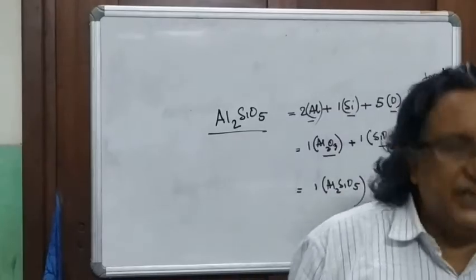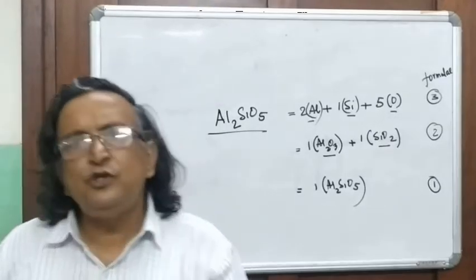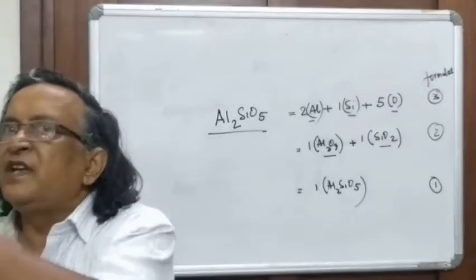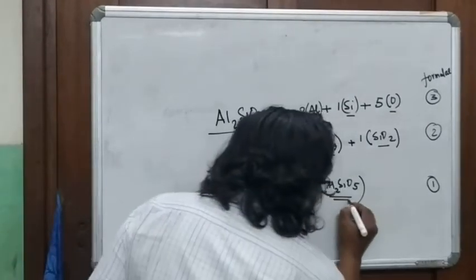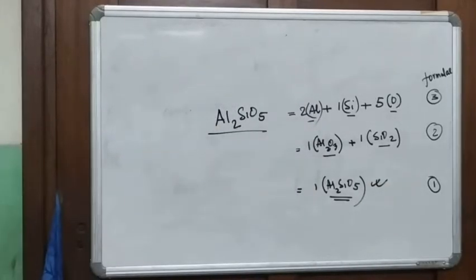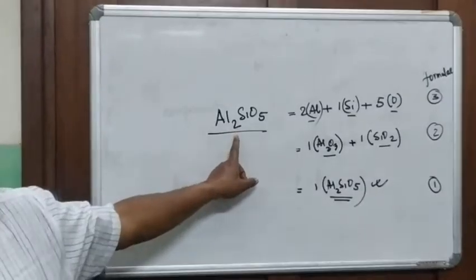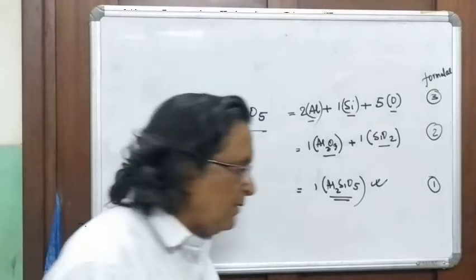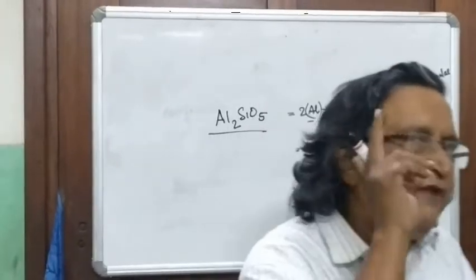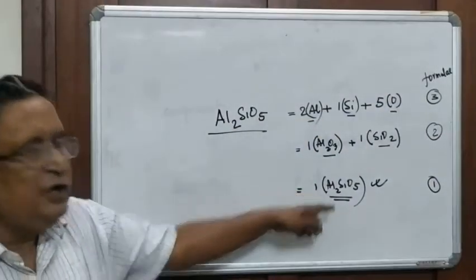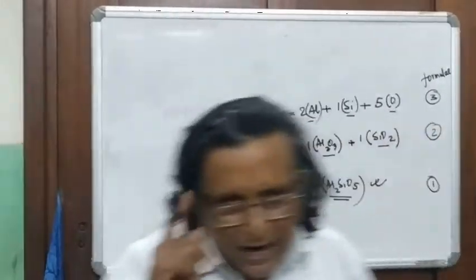Now, according to the definition of a system component, it is the minimum number of components or formulas that describe the chemical variability of a system. So, if I take that definition, then this is correct, because this is the minimum number of components that describes the chemical variability of the phase. Al2SiO5 can be described by only one formula, that is Al2SiO5 only. So, it is a one component system.